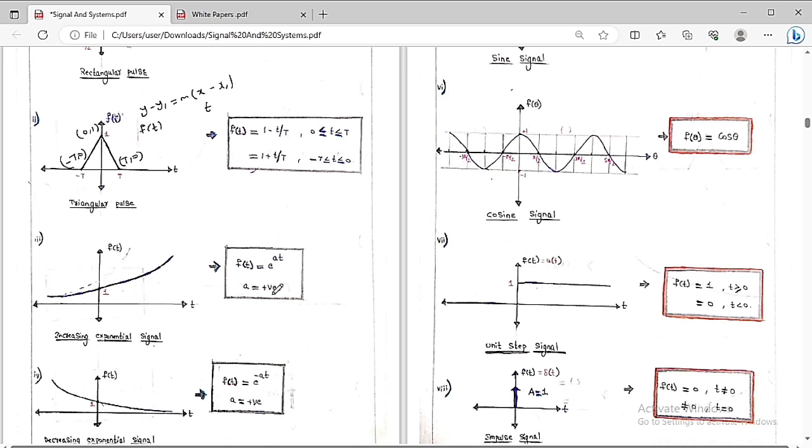See, a is a positive value. Only then will it become an increasing exponential. So if you substitute t = 0, then its value is equal to 1 here.